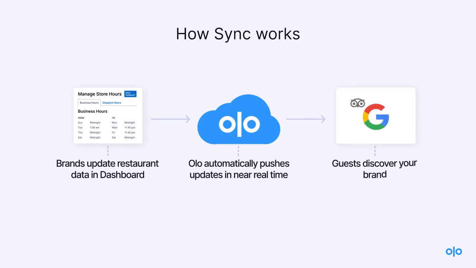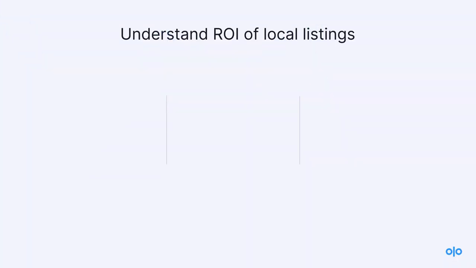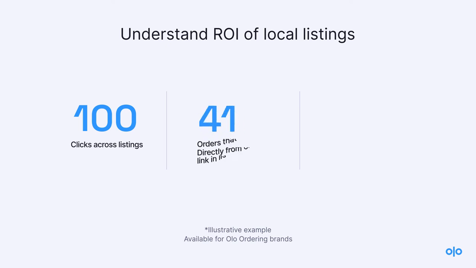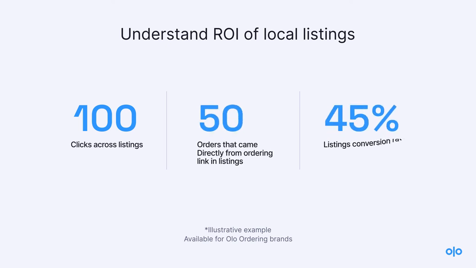Guests discover your brand. In addition to eliminating the operational burden for brands, Sync enables Olo's ordering customers to understand traffic and ROI of listings by capturing digital traffic and order conversion data to help build stronger guest relationships and inform future marketing. Leverage local listings to grow your business with all new Sync listings management.